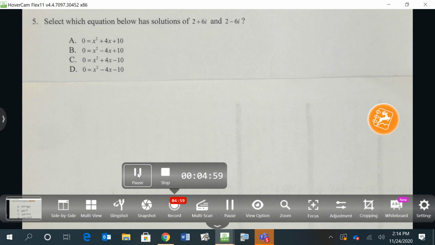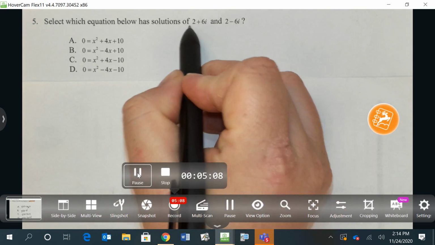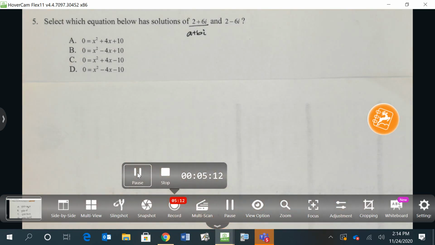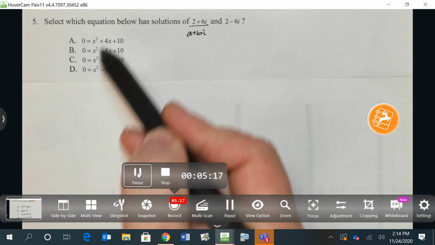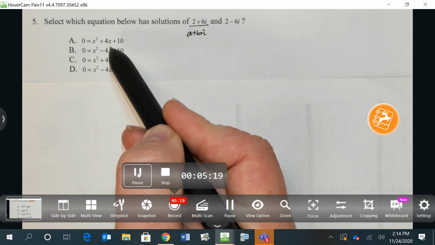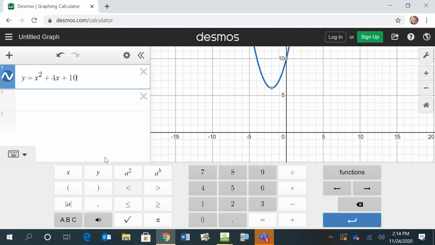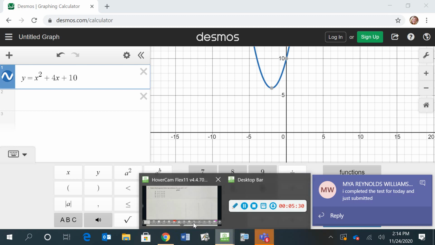Select which equation below has solutions of x equals 2 plus 6i and x equals 2 minus 6i. So remember, I can see that this is in the form a plus bi, so it's complex. That means on a graph, it will not show up as being an x-intercept. So I'm going to first see what I can eliminate here. If any of these happen to have an x-intercept, they get to be eliminated. So I'm going to look at the first one. When there's no x-intercepts, that means there are going to be two imaginary solutions.